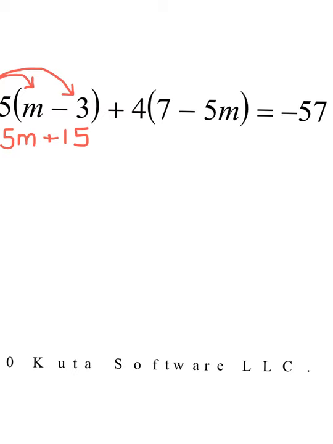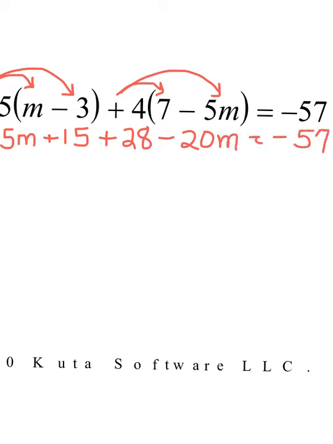These aren't hard. You guys all know how to add and multiply. It's just a matter of the signs. All right, taking care of that first parenthesis, second parenthesis. 4 times 7, that's plus 28. And again, watching my signs, 4 times minus 5m would be minus 20m equals negative 57.